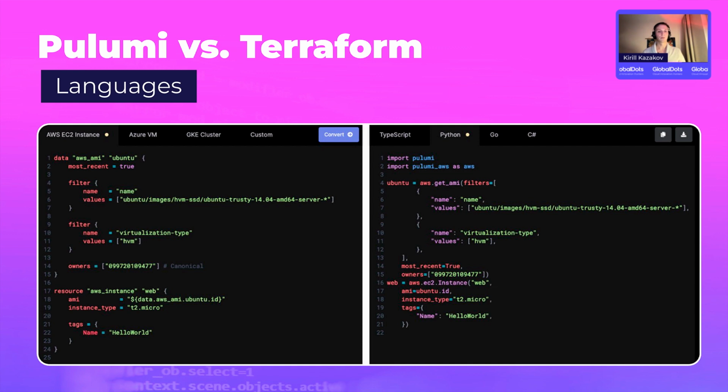Okay, on this slide, we create an EC2 instance on the left side with Terraform using HCL, and on the other side with Pulumi using Python. At first glance, these two parts look pretty similar, but maybe the HCL side looks simpler. Definition and value, that's it, nothing else.